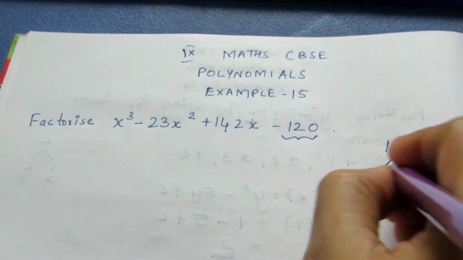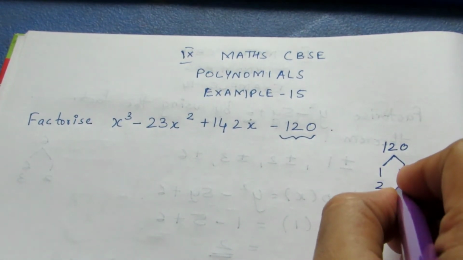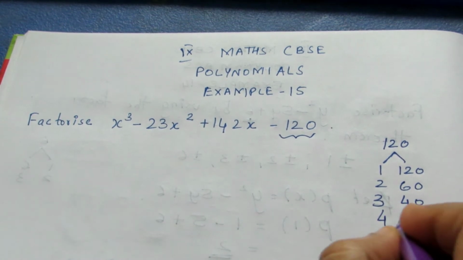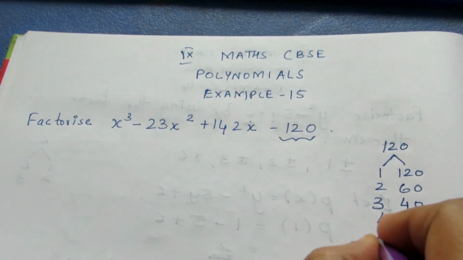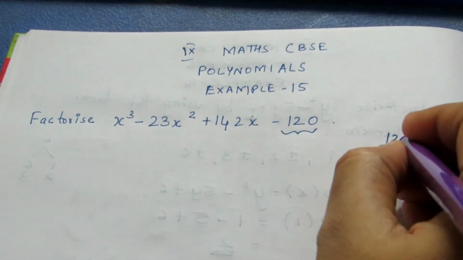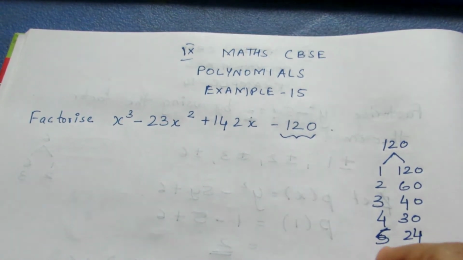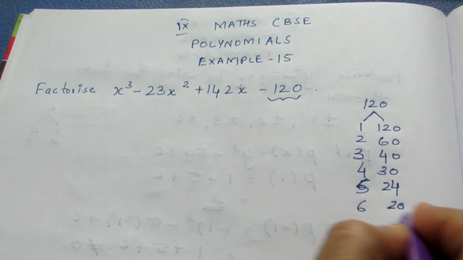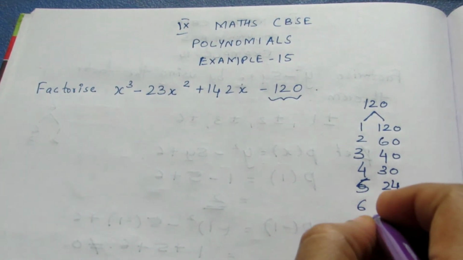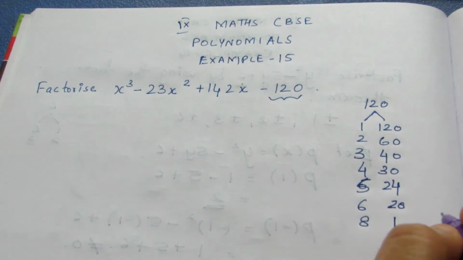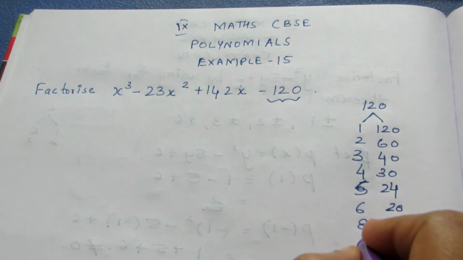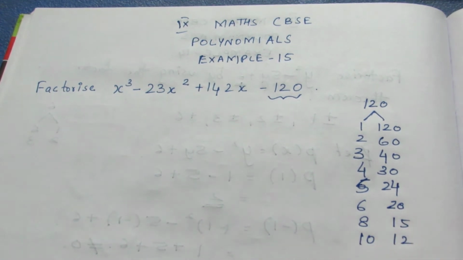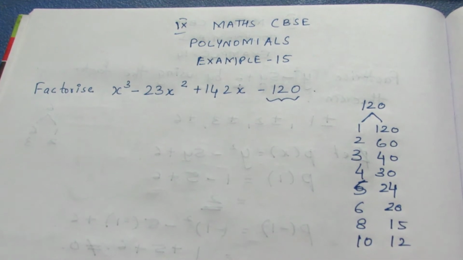The factors of 120 are 1 into 120, 2 into 60, 3 into 40, 4 into 30, 5 into 24, 6 into 20, 8 into 15, 10 into 12. I think that's all. So these are the factors of 120.